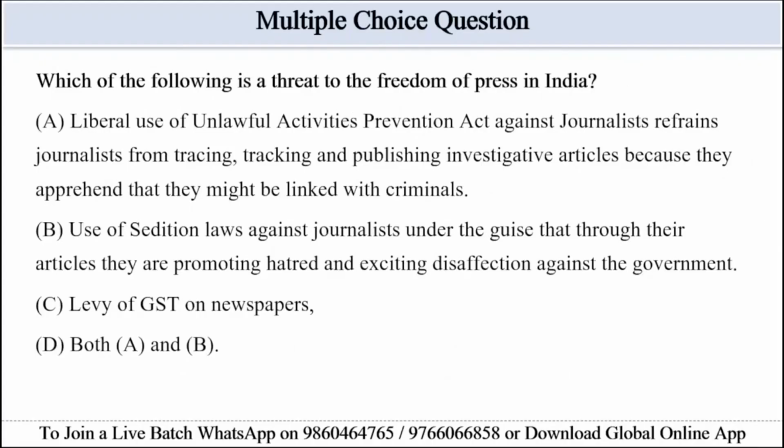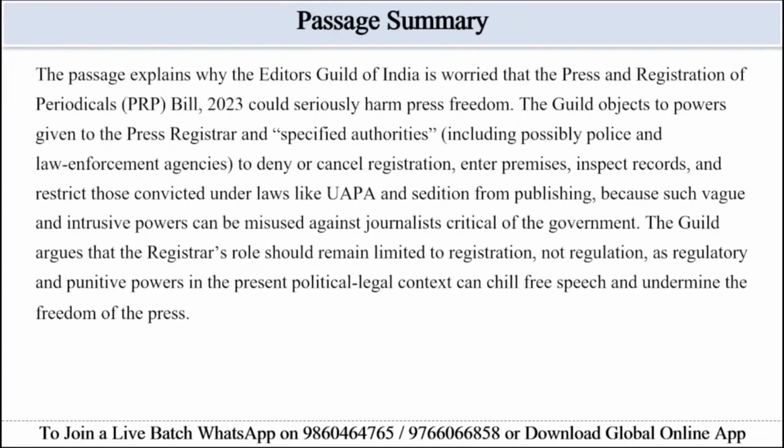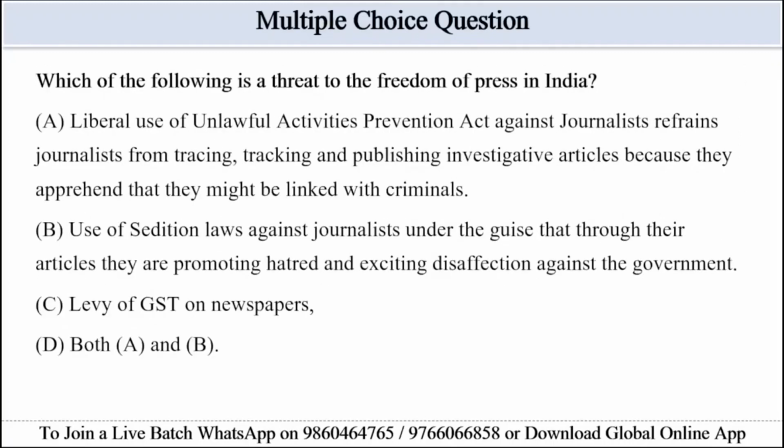Next question is, which of the following is a threat to the freedom of the press in India? So this question is asking which listed situation, as per the passage and its context, actually threatens press freedom. The passage highlights liberal and arbitrary use of UAPA and other criminal law, including sedition, against journalists and media organizations to suppress freedom of speech as a major concern. So in case of option C, levy of GST on newspapers, the passage never refers to taxation as a threat; its concern is criminal law and regulatory powers being used to curb speech.